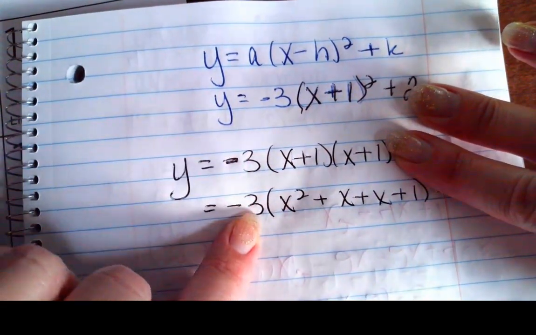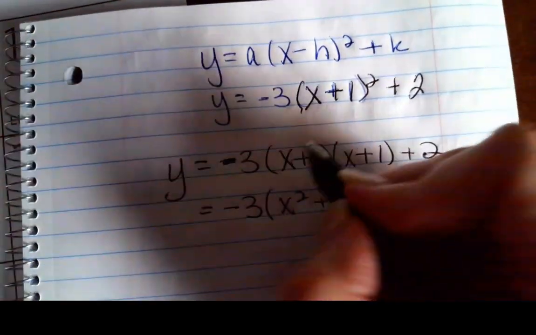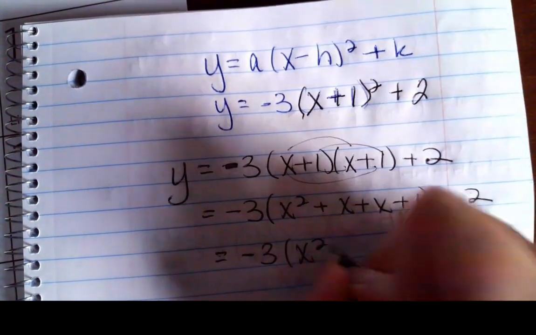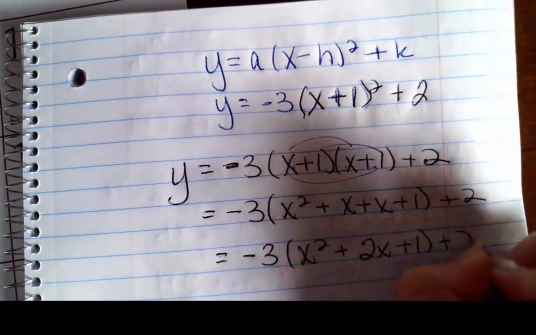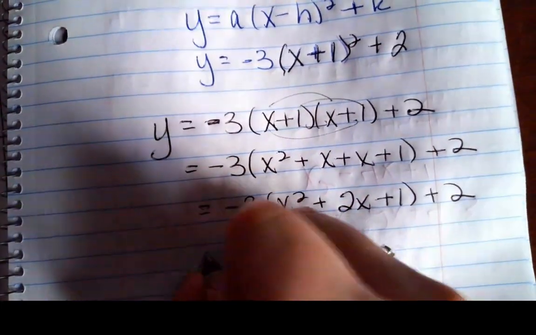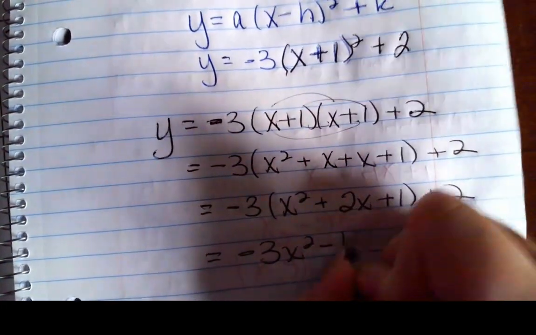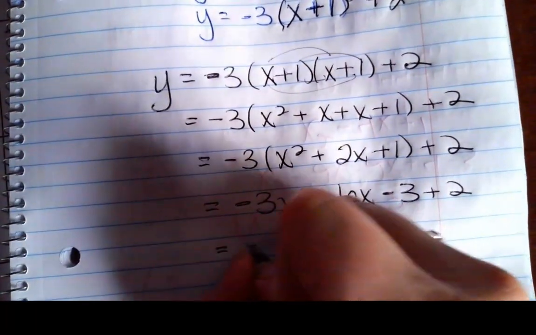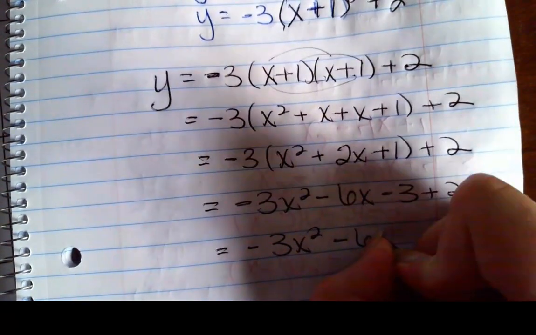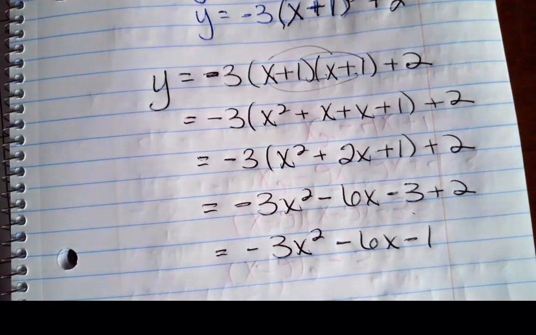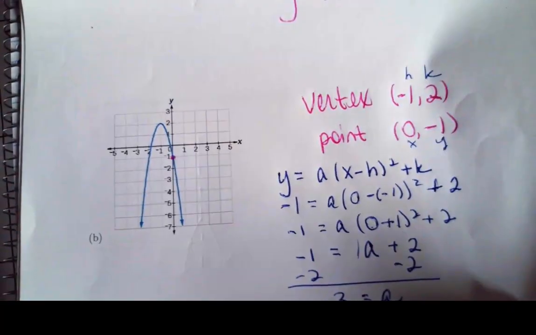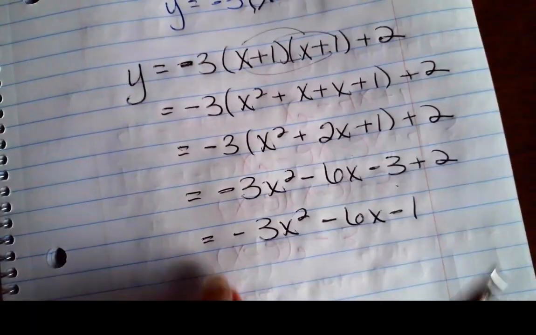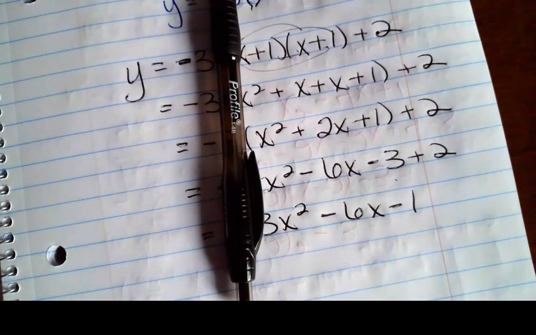I carried the -3. I carried the positive 2, but I FOILed this. So that gives me -3 times x squared plus 2x plus 1. Now I can distribute my -3. So -3 x squared minus 6x minus 3 plus 2. So my final answer in general form is -3 plus 2 is -1. So I led off negative. I knew it was going to open in a downwards position. So this is your solution in vertex form. This is your solution in general form. And that is it for Mod 6.